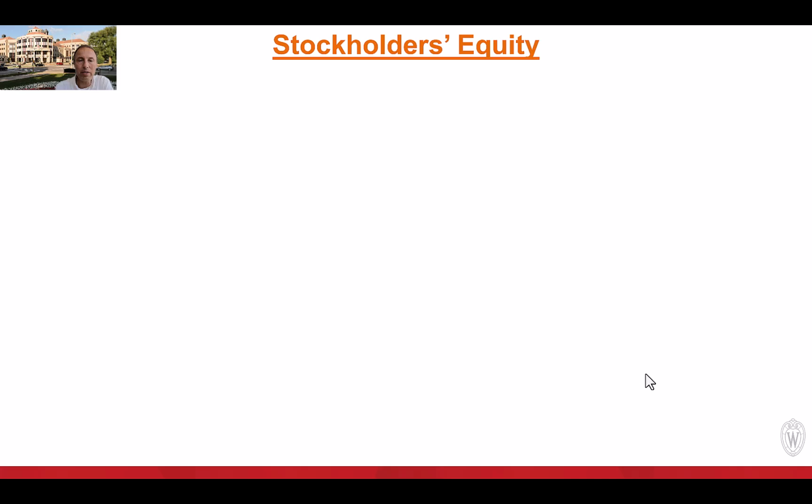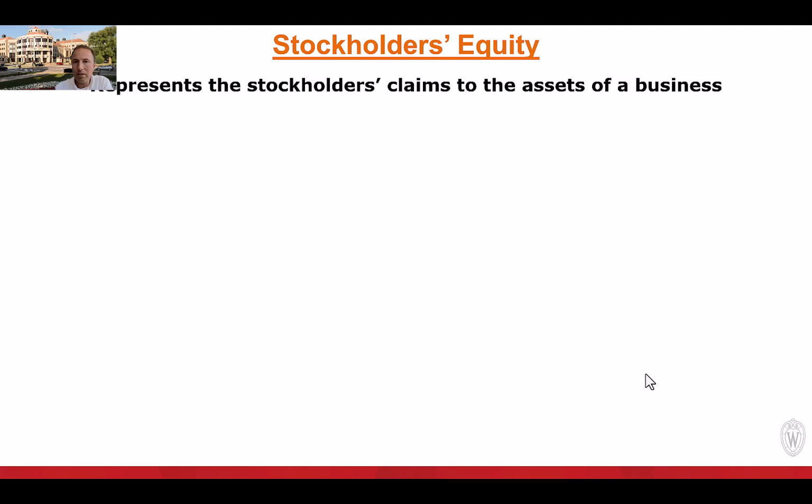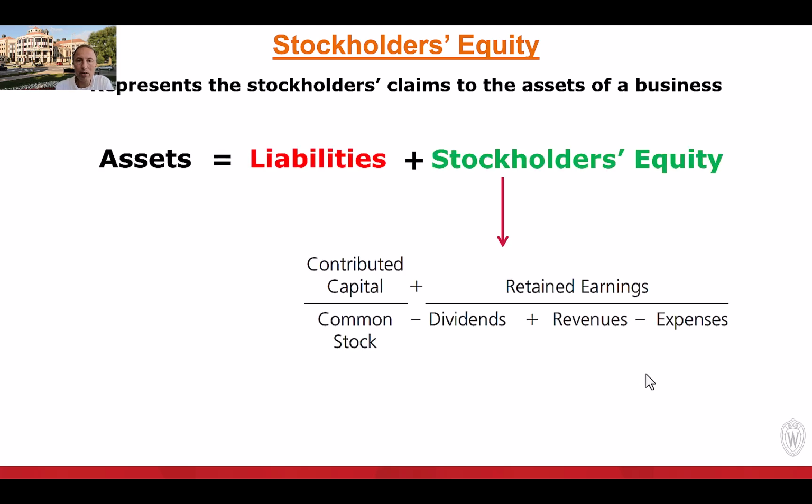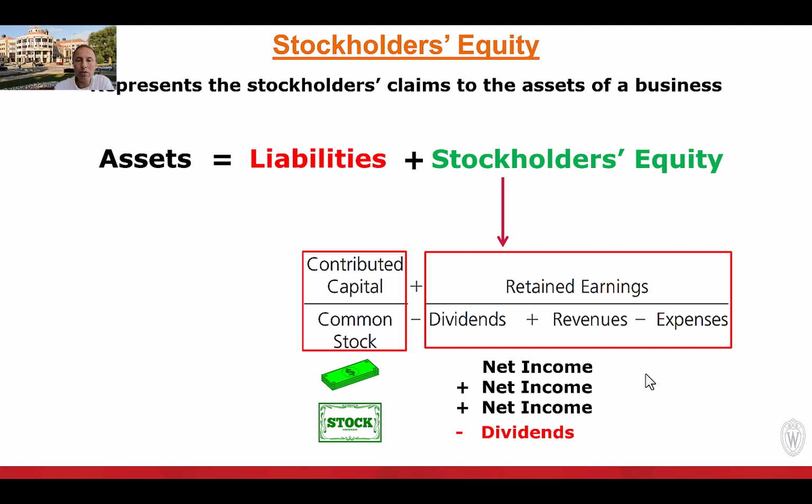And then we have stockholders' equity. This represents the claims to a company's assets of a business. And this might look familiar to you, where we take stockholders' equity and break it into 2 different sections. One section is called common stock. That keeps track of the amount raised from investors in buying the company's stock. And then we have retained earnings, which is your net income built up year after year after year, minus any dividends.